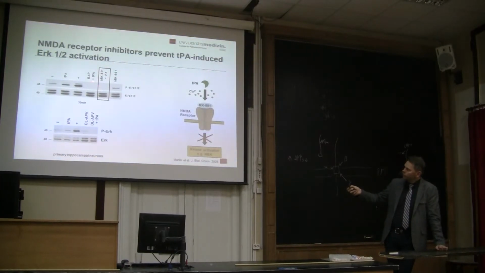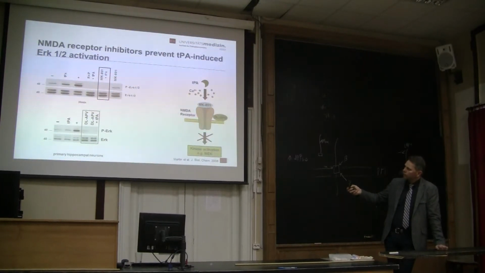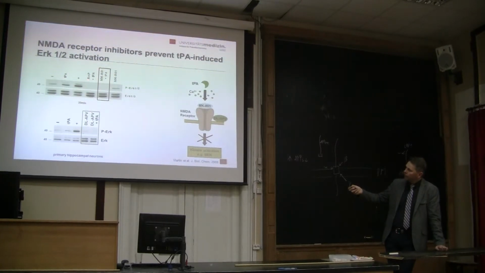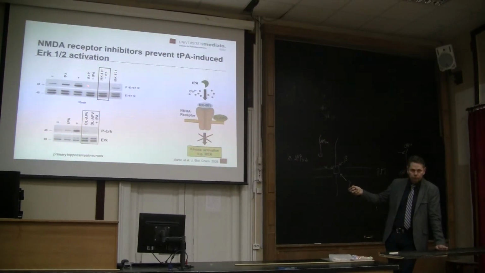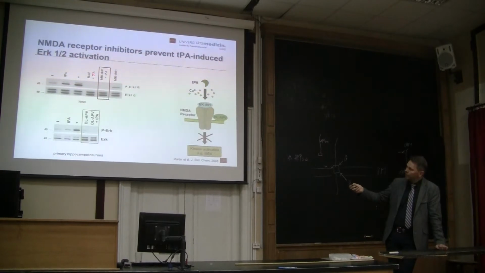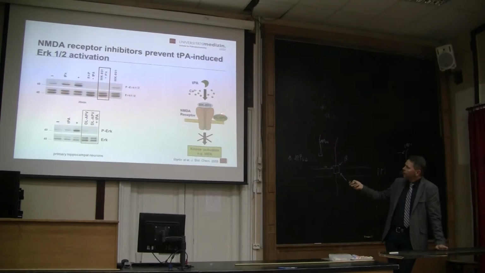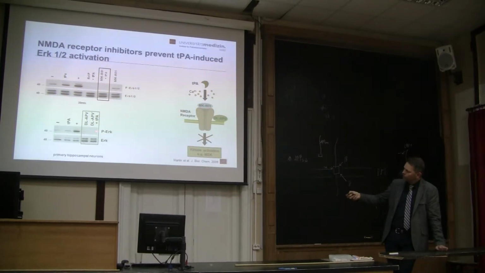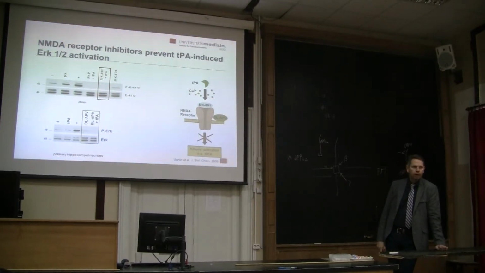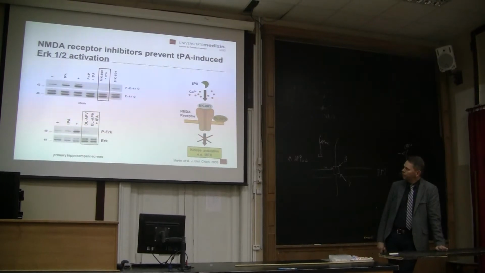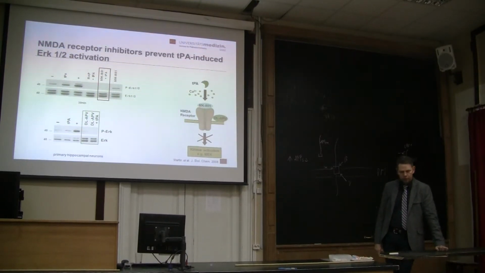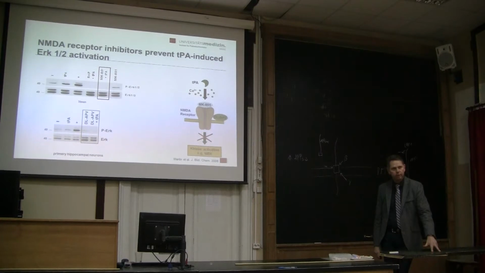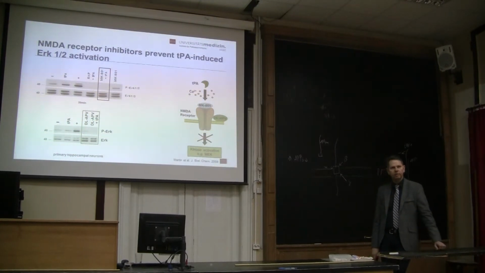Same is true for RAP up here. So as I've shown you before, when we inhibit LRP, you have no activation. When you inhibit the NMDA receptor, you have no activation. And even if you use a different inhibitor for the NMDA receptor, D-AP5, you have exactly the same effect. You have no activation. So pretty good proof that both work in concert to mediate this effect.